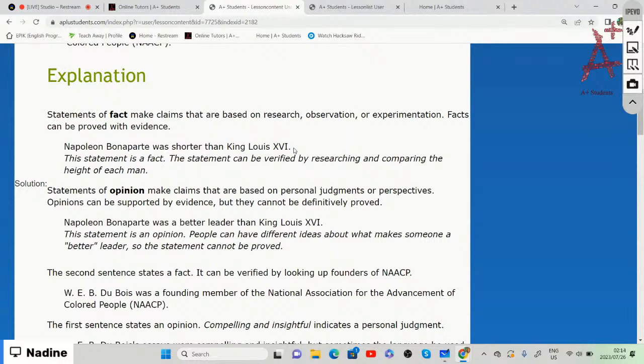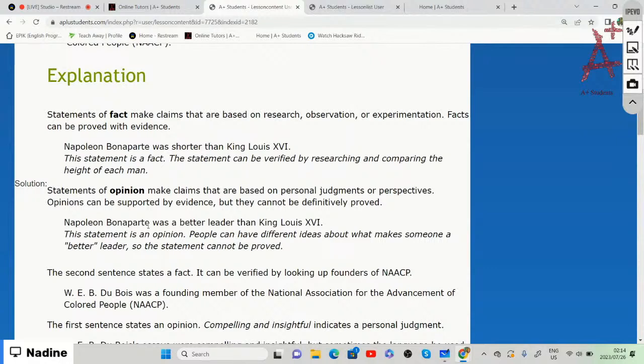Okay, so now if we again look at the same question but in a different way, in this case, we are talking about opinions, right? So Napoleon Bonaparte was a better leader than King Louis. This is a statement of opinion, right? People can have different ideas about what makes someone a better leader. So the statement cannot be proved, right?